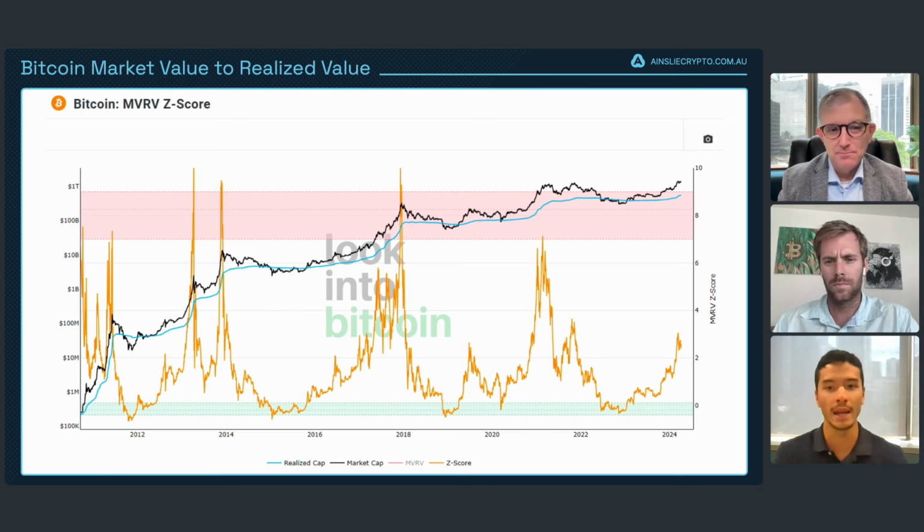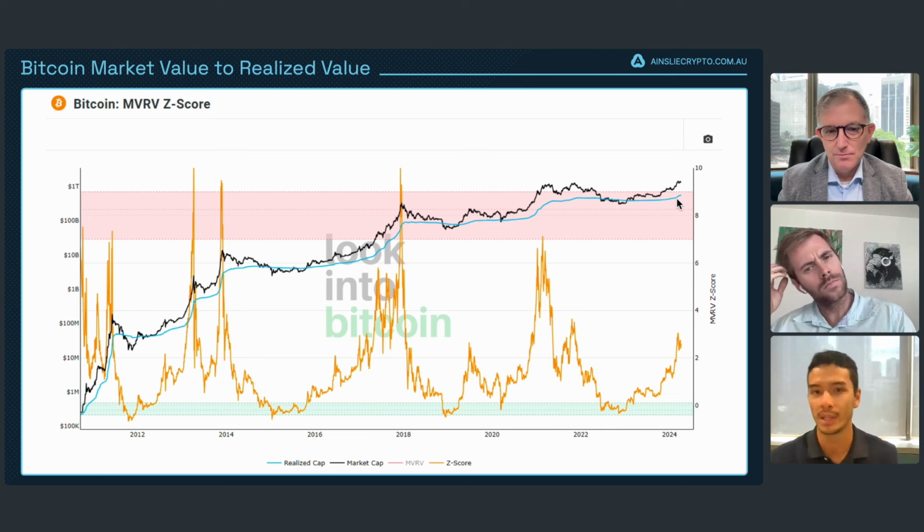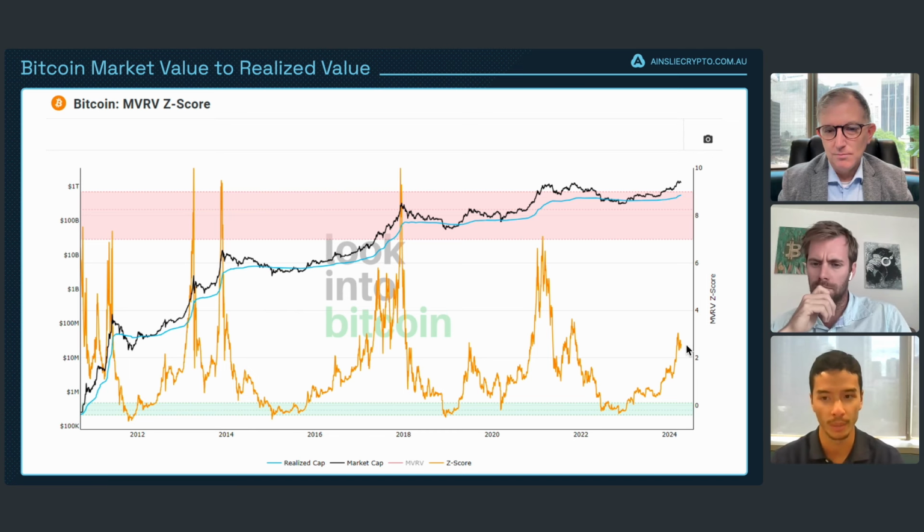Okay, so essentially what we're looking at here is the market price, which is the black line, and the realized price, which is the blue line. They're measuring it in market cap on the left-hand side, but it's essentially using the realized price to measure that. So what you're getting out of this is a deviation score. Now, this is known as the MVRV-Z score. That is the orange line on the bottom there.